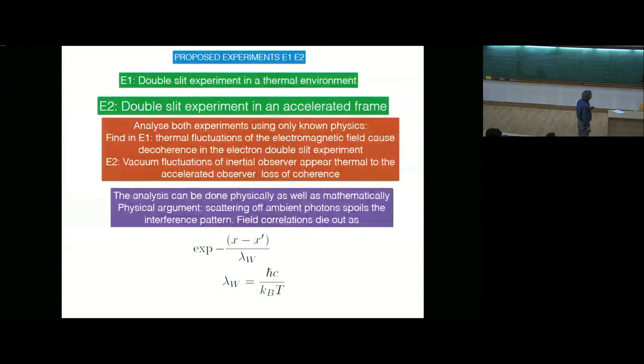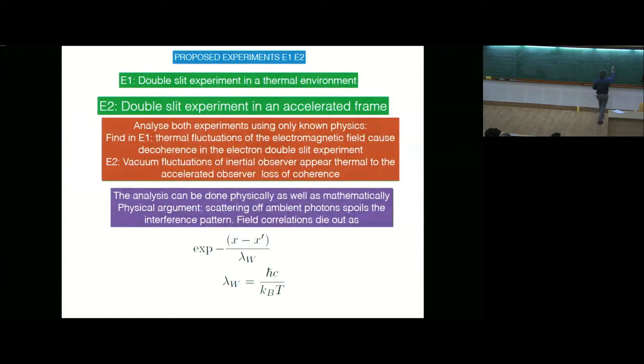In E2, I'm talking about Minkowski space in a vacuum state, so there are no photons as far as the inertial observer is concerned. But these same vacuum fluctuations of the inertial observer appear to the Rindler observer as thermal. And the Rindler observer is basically the uniformly accelerated observer, and he sees loss of coherence in the double slit experiment. And loss of coherence, I should quantify it.